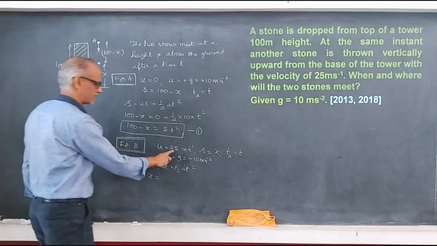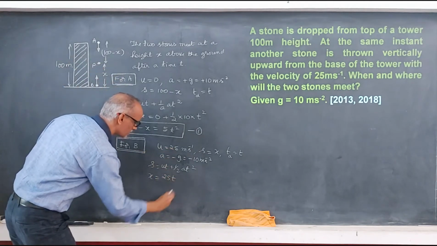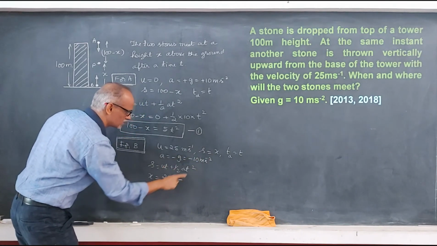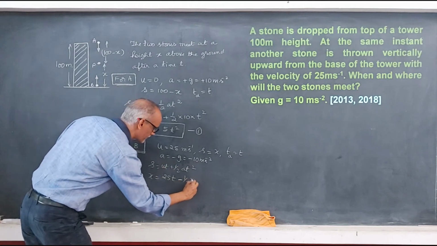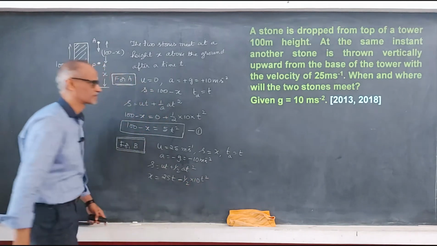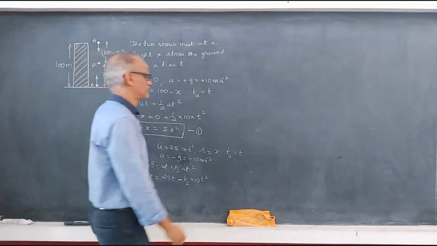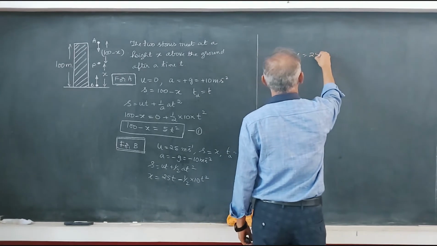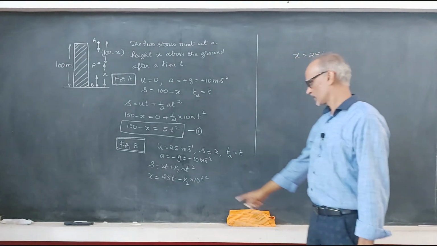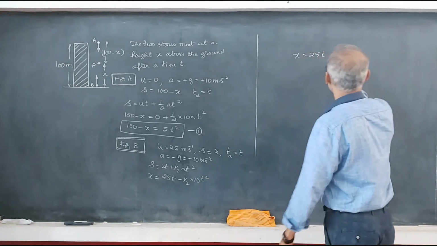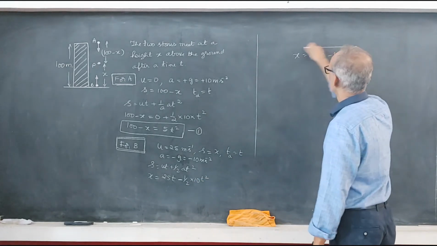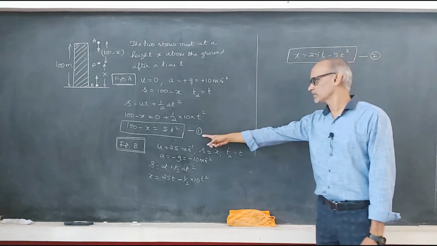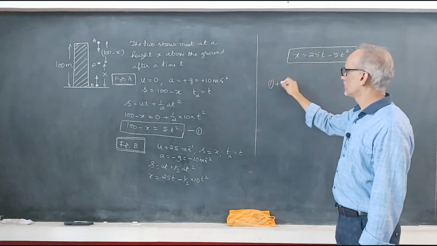u is given, 25t, minus because a is negative here, so it's half into a into t square. Correct? So let me solve that here. Now we get x is equal to 25t, 10 by 2 minus 5t square. So we have another equation, equation number 2. Equation number 1 is here, equation number 2 is here. So you add them, 1 plus 2.